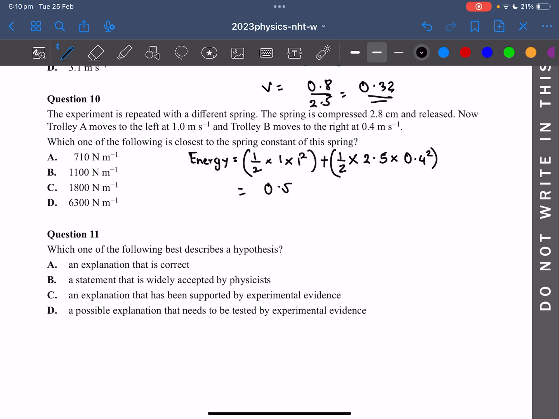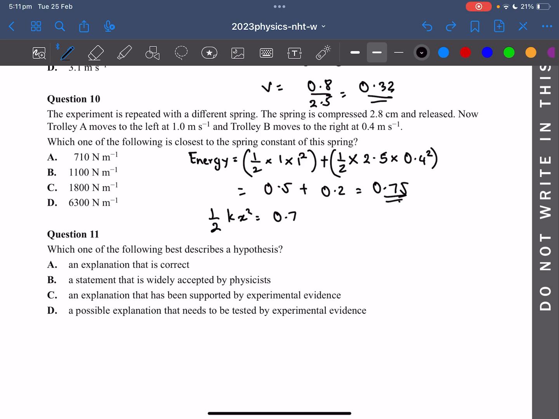This will give us 0.5 plus 1 on 2 times 2.5 times 0.4 squared. I get 0.2, so that is going to be 0.7 joules. Now we can say that this energy is the same as half times kx squared, which is the spring potential energy, equal to 0.7. We know that the spring was compressed 2.8 centimeters, which is 2.8 divided by 100.